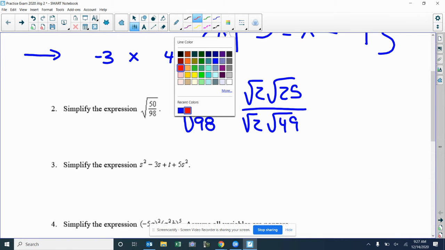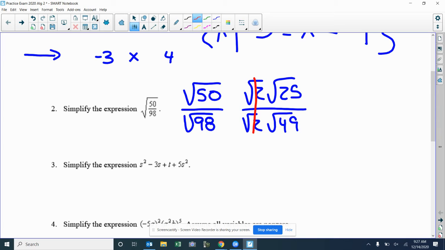Now, what's neat is these square roots of 2 basically cancel. It's like 1 over 1, isn't it? So we end up with the square root of 25, of course, which is 5. Square root of 49, of course, which is, oops, not 9 there. How about 7?